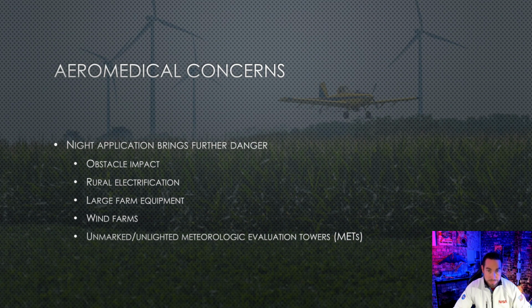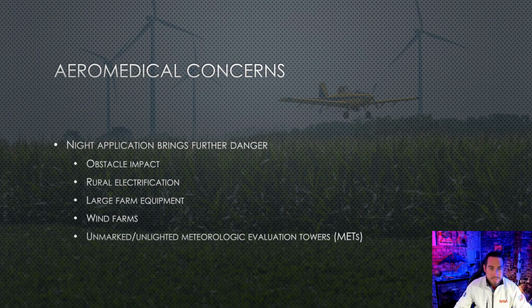Large farm equipment, so if a farmer's out in the tractor in his field and it breaks down out there and he has to leave it, then the crop duster comes in at night, again, you're flying at the level of the grass, and if there's a tractor there, you're potentially going to hit it. So that opens up a new set of obstacles.